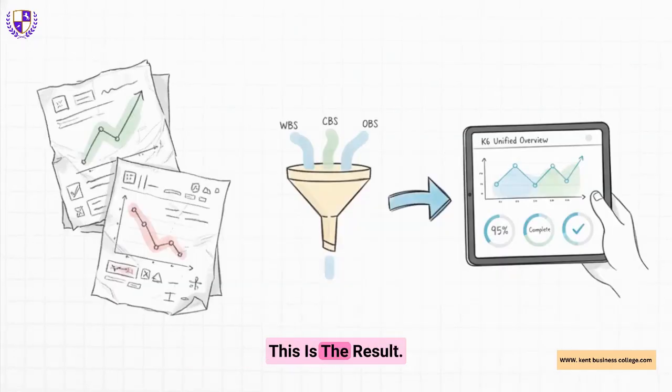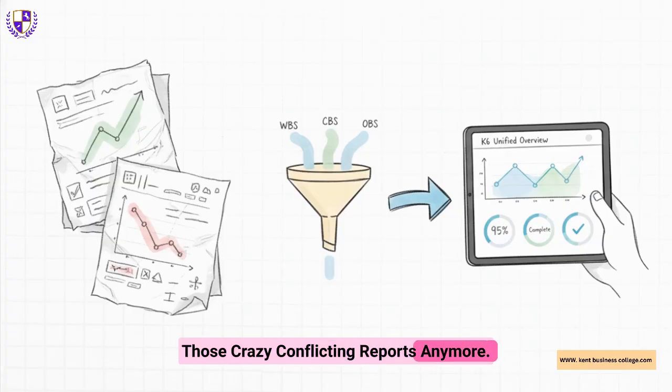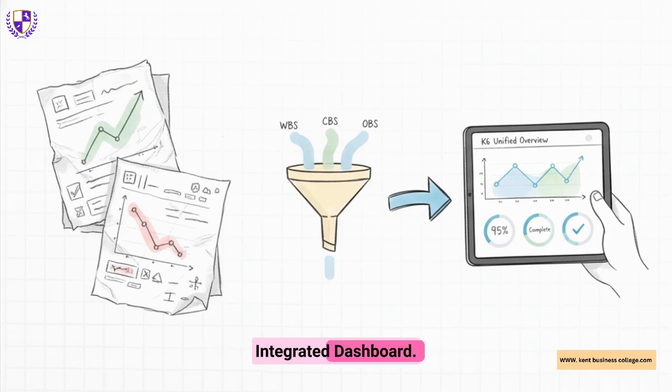And boom, this is the result. Jody designs and uses a single coding structure based on that WBS, CBS, and OBS. And just like that, the data chaos is gone. Her manager, Rita, is not getting those crazy conflicting reports anymore. Now she gets one beautiful, clear, integrated dashboard, a single source of truth. Now she can make smart decisions fast.